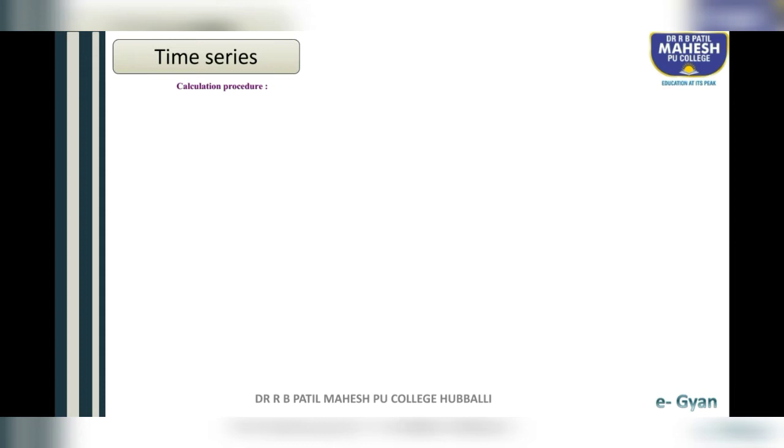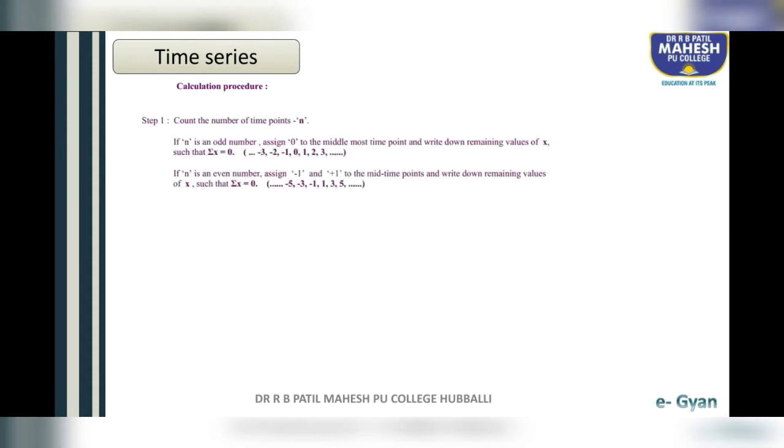Okay, students. Before solving, we'll see the calculation procedure of how to fit this exponential trend. Step 1, first count the number of time points, means first you have to count the number of values, as in the fitting of straight line and parabolic trend. Suppose if n is an odd number, assign 0 to the middlemost value and write down the remaining values of x such that summation x is always 0.